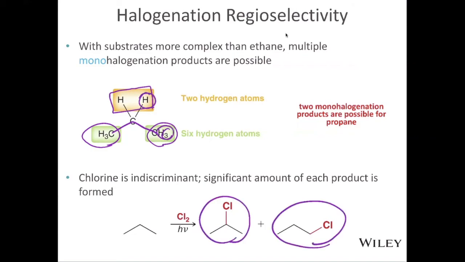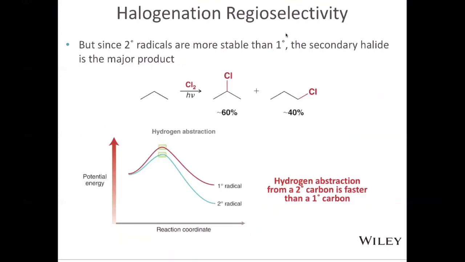Now, chlorine is pretty indiscriminate. In other words, we really get a mixture of both of these products with chlorine. It's not regioselective at all. But if you think about it, those secondary radicals were more stable than the primary, right? So the secondary halide should be the major product.